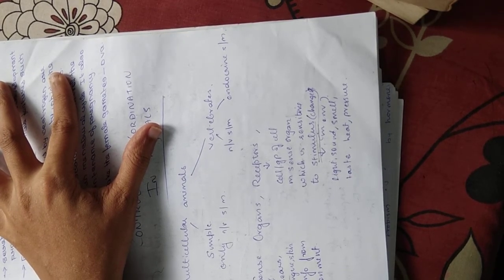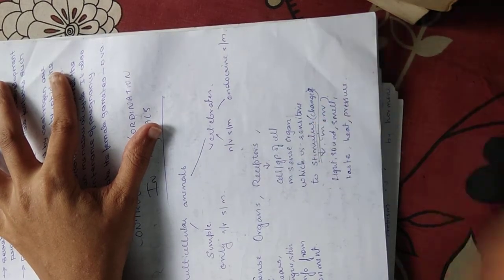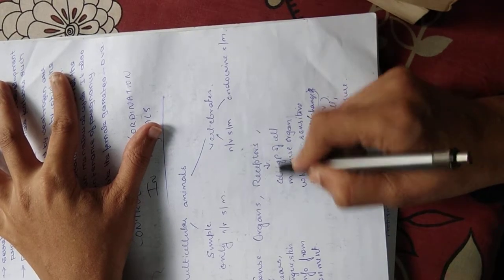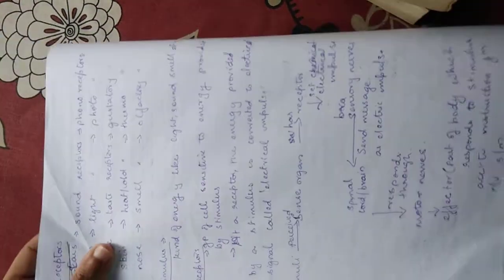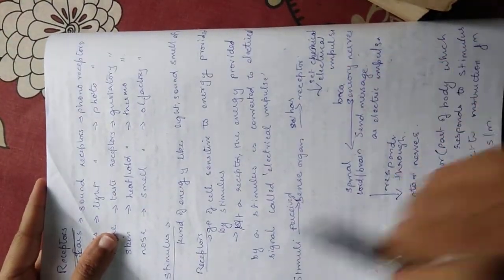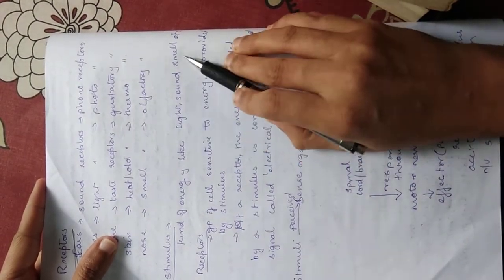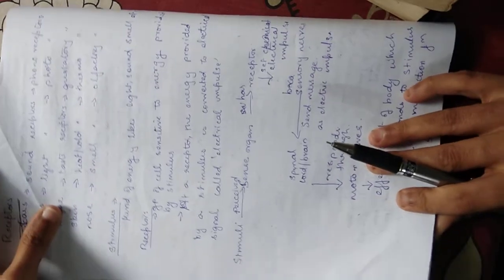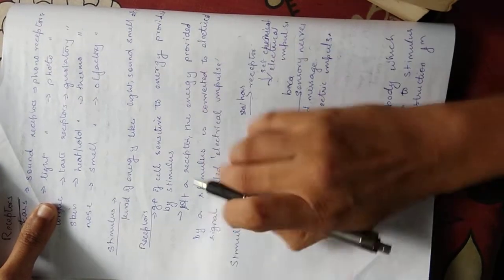So when a stimulus comes, something happens in these receptors which enables us to understand that a stimulus has come and we have to act accordingly. So what happens to these receptors when a stimulus comes? That is what we are going to learn in this video. Now, what is stimulus? Stimulus is a kind of energy. It can be light or sound or smell, which brings about a change in the body or in the animal.